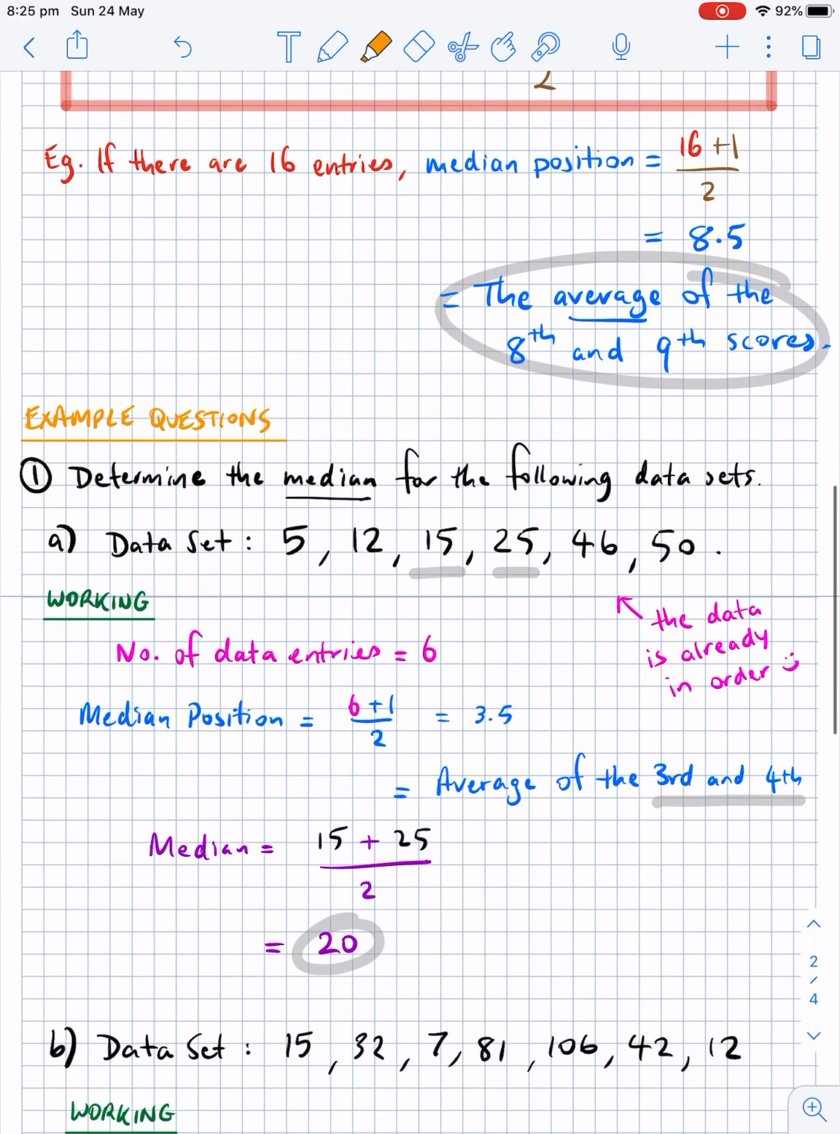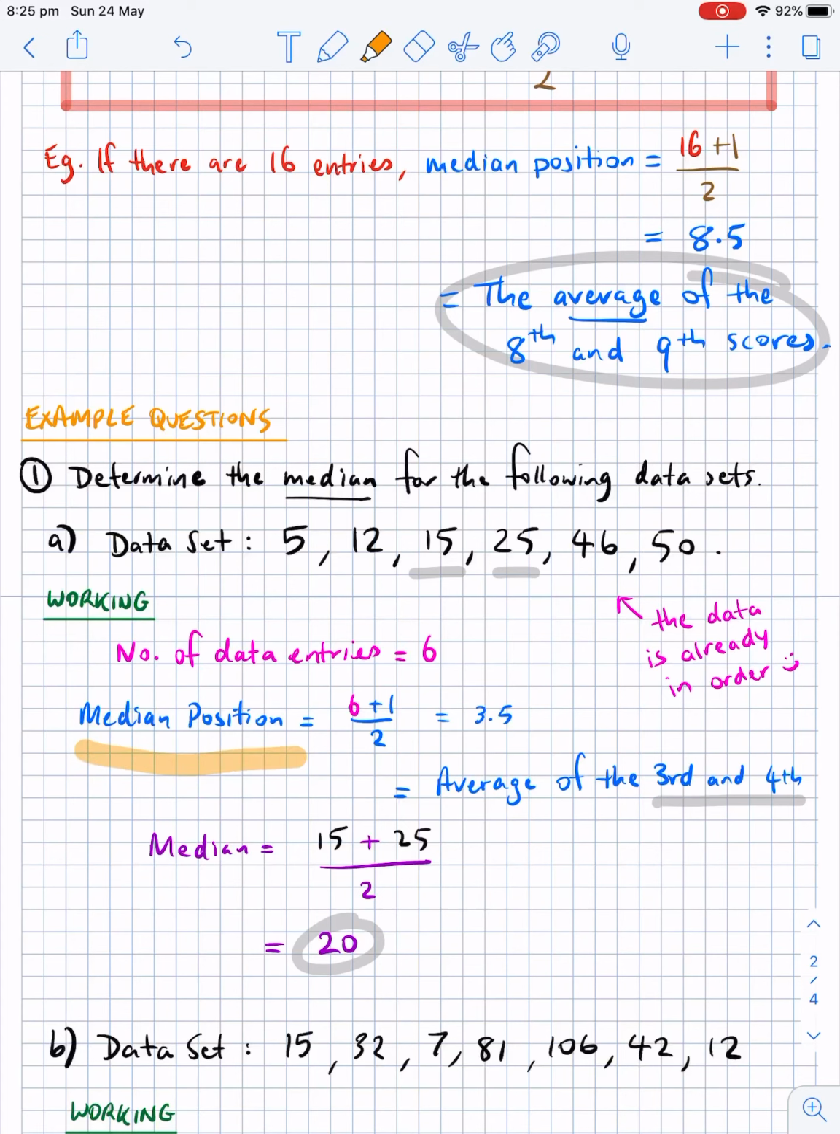So let's do some examples. Determine the median for the following data sets. Here we've got 1, 2, 3, 4, 5, 6 different scores. What you need to do to figure out which one's the median is, firstly, make sure your scores are in order, and they already are in order, which is very nice for us. We don't have to rearrange them.